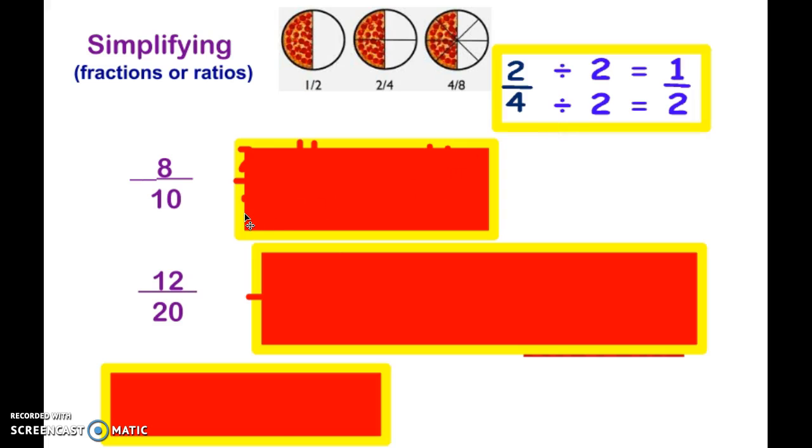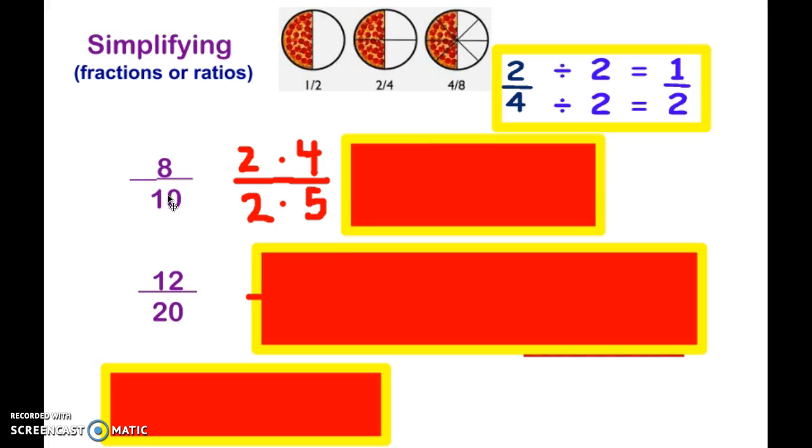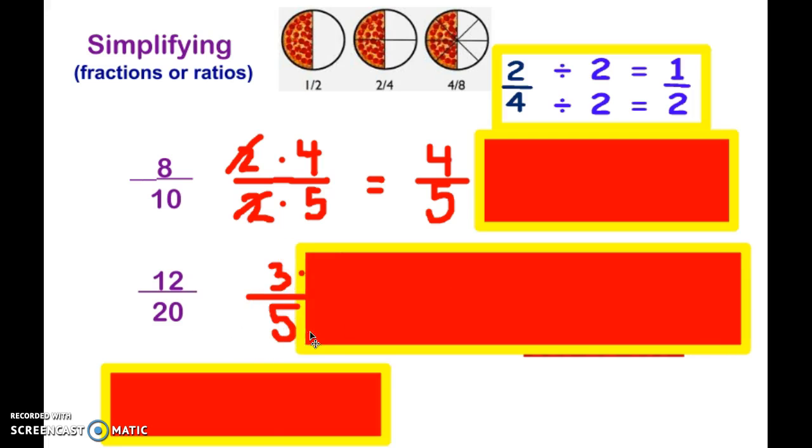Let's take a look at this example. Let's say we have 8/10. I can write 8/10 as 2 times 4 over 2 times 5. Well, then I look for the common factors, and I see 2's can cancel out because 2 over 2 is just 1, and then my answer is 4/5. So 8/10 can be changed to 4/5. That's the simplest form.